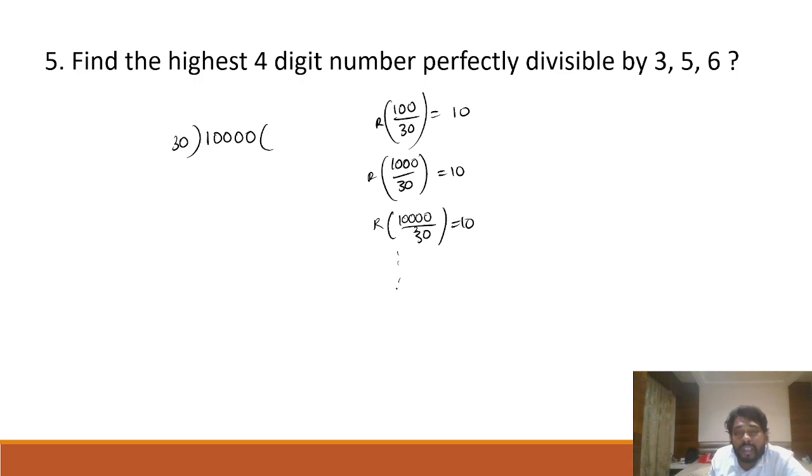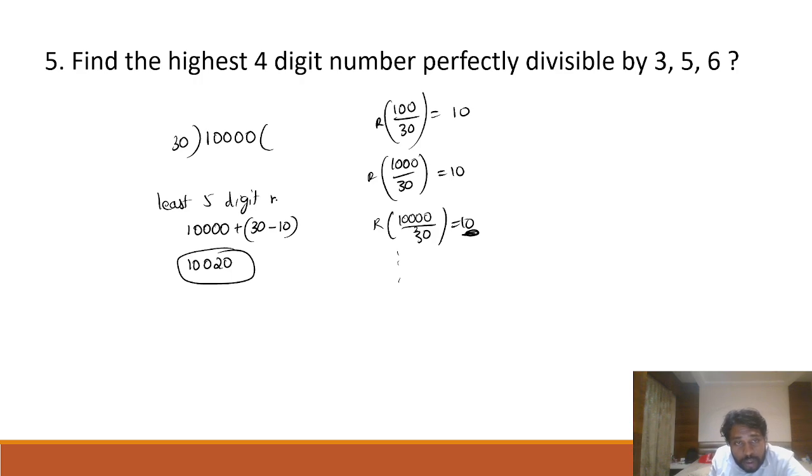This is just an observation of division by 30. For 10,000, you are getting a remainder 10. So 10,000 plus 30 minus remainder, that is, divisor minus remainder, you are going to get 10,020 as your answer. Sorry guys, this is the least five digit number. If I add it, I'm going to get the least five digit number.